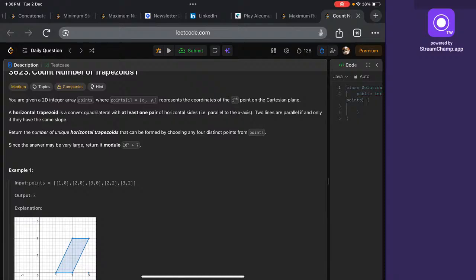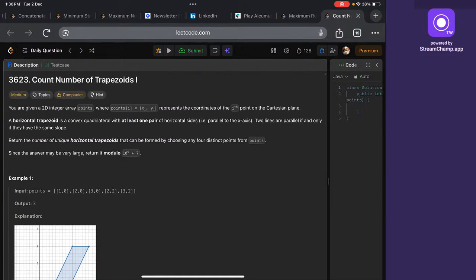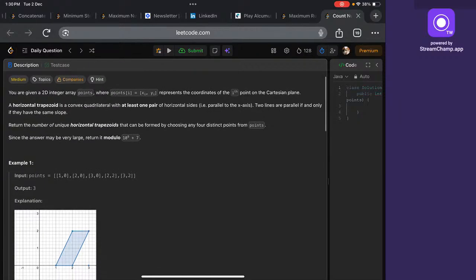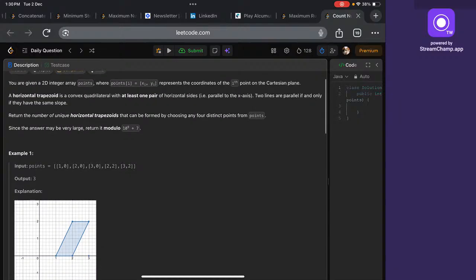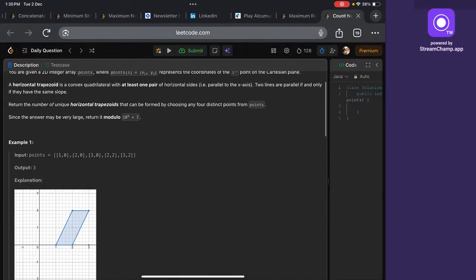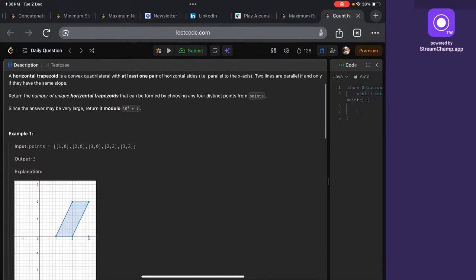Okay. You are given a 2D integer array points where points[i] = [xi, yi] represents the coordinates of the ith point on the Cartesian plane. A horizontal trapezoid is a convex quadrilateral with at least one pair of horizontal sides parallel to the x-axis. Two lines are parallel if and only if they have the same slope.